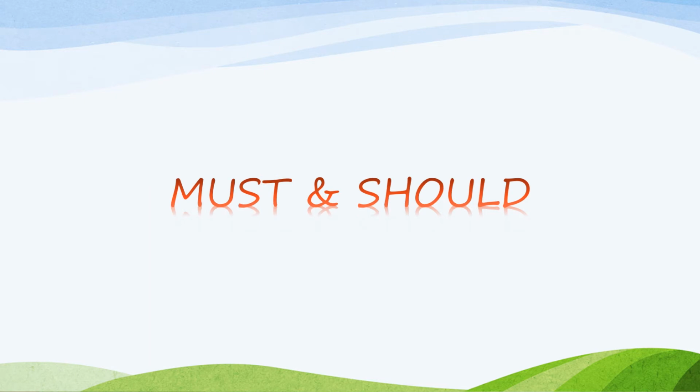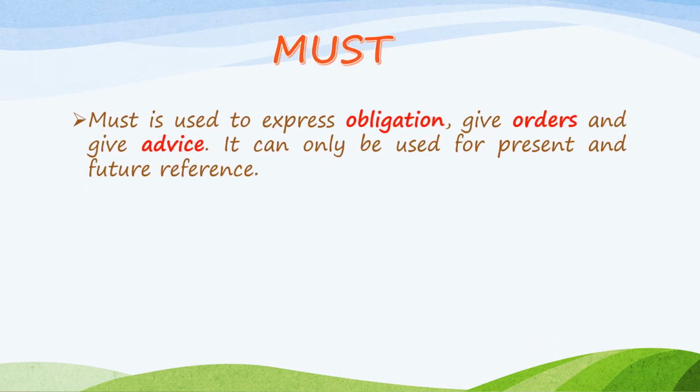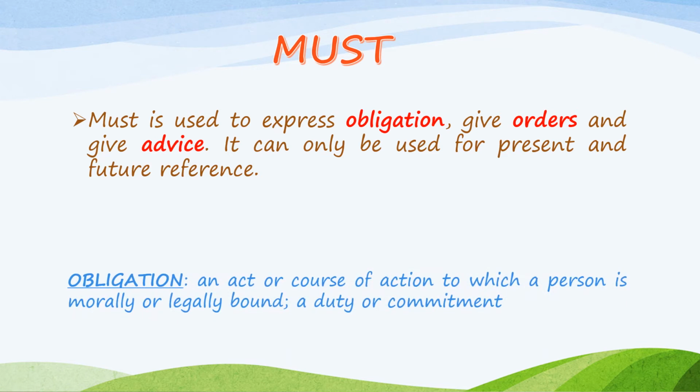Students, let's discuss must and should in detail. Must. Must is used to express obligation, to give orders and give advice. It can only be used for present and future references. Here the meaning for obligation, an act or a course of action to which a person is morally or legally bound, a duty or commitment.